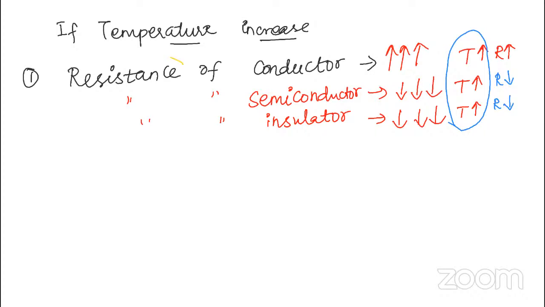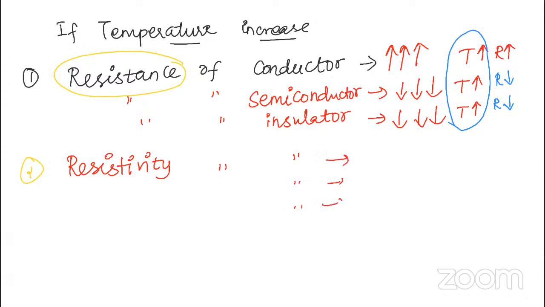All this is for the case of resistance. When it is resistivity, the same conditions apply. So for the resistivity of a conductor, semiconductor and insulator, it is the same pattern. When temperature increases, the resistivity of a conductor keeps increasing, here it decreases, and here it decreases. How do we say that it increases? On what basis do we say that the resistance and resistivity values increase?